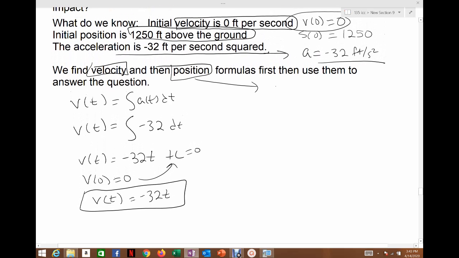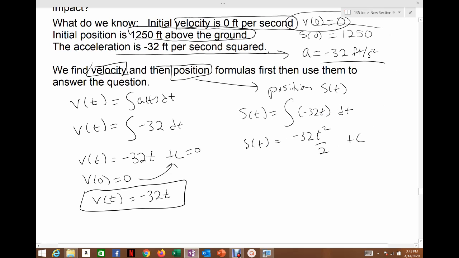Now the position equation. How far is the penny above the ground at any time? That's what the position is. Capital S of t is what's typically used, although you could use h of t if you wanted to. Often h is used as well. The position equation is the antiderivative of velocity, which is our negative 32 times time. So that would be negative 32t squared divided by 2 plus some unknown constant, which I'm going to find. Negative 16t squared plus c.